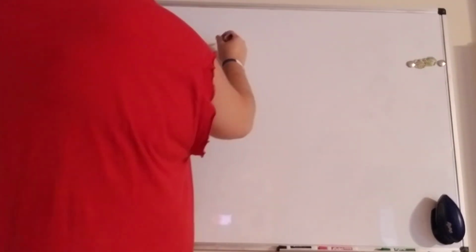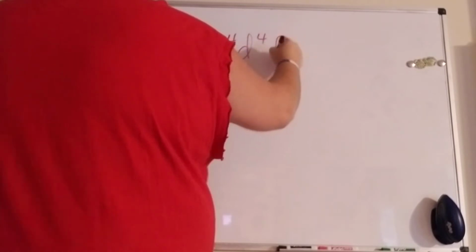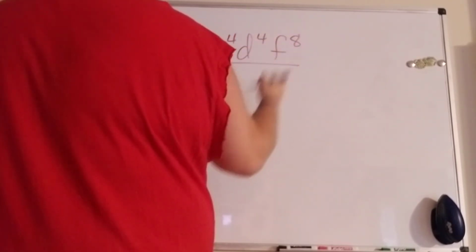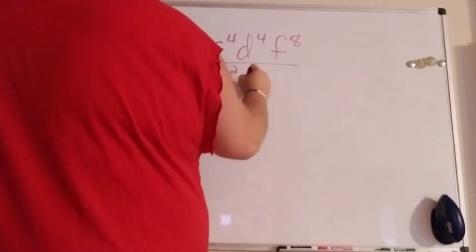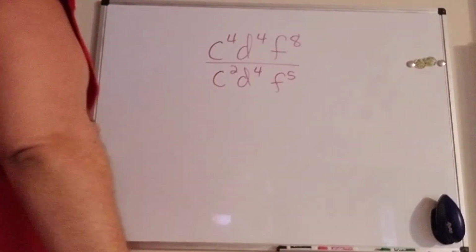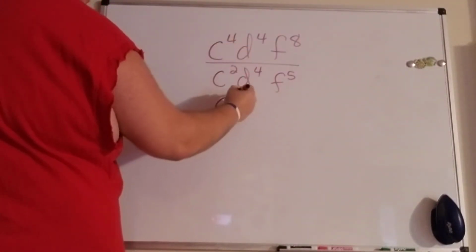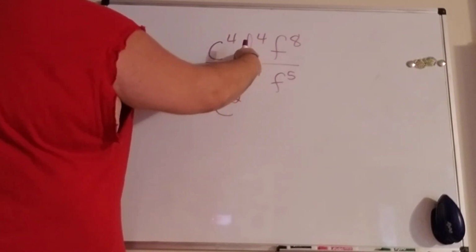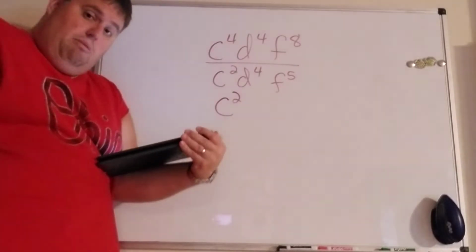All right. Number 12, we have division rule. Division rule, just like we did, says that if you have numbers with the same base and we're dividing those things, we subtract their exponents, top minus bottom. So our c's, we keep the c. 4 minus 2, we have 2 c's. Our d's, we would keep the d. 4 minus 4 is 0. And anything in the 0 power is 1.